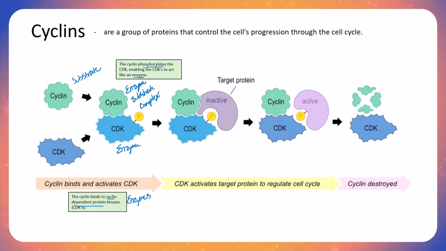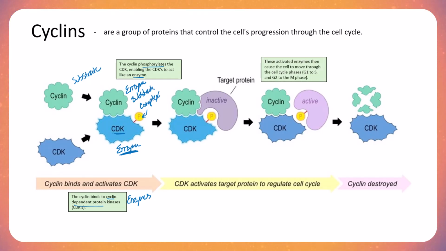What does phosphorylate mean? It means the cyclin in this case is going to allow the CDK to bind to a phosphate. So it's going to add that phosphate to the CDK, and when it does that, the phosphorylation of the CDK is actually going to turn on or activate that particular enzyme, and it's going to allow it to behave like an enzyme, which, if you recall from our enzyme lecture, is going to catalyze a biological reaction. Remember, catalyze or catalyst means to reduce activation energy and speed up the reaction.